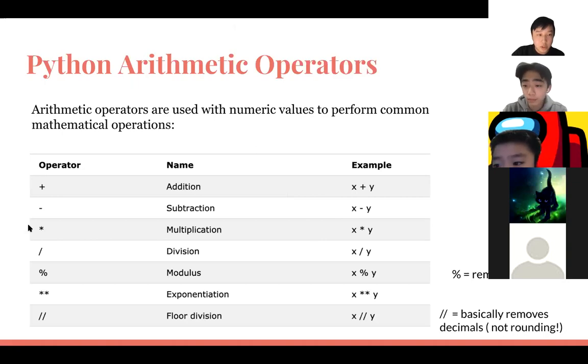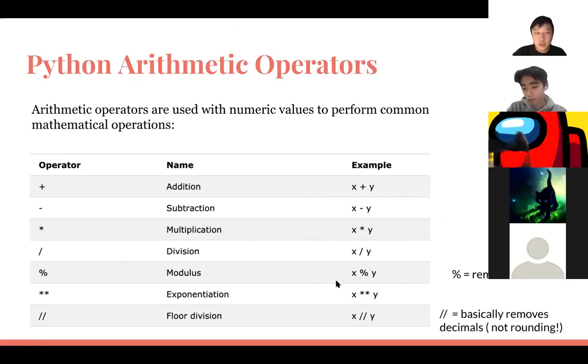We have the multiplication sign. So x times y, if those are numbers, 10 times 10 gives us 100. We have division, and modulus. Modulus is a bit special. It's basically the remainder. If we want to find the remainder of 10 when divided by 2, we can replace x with 10 and y with 2. And if the result is equal to 0, then we know that there's no remainder.